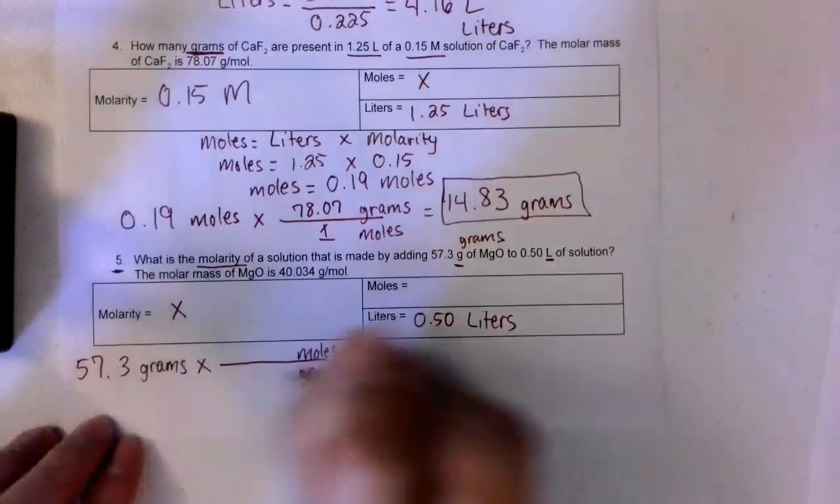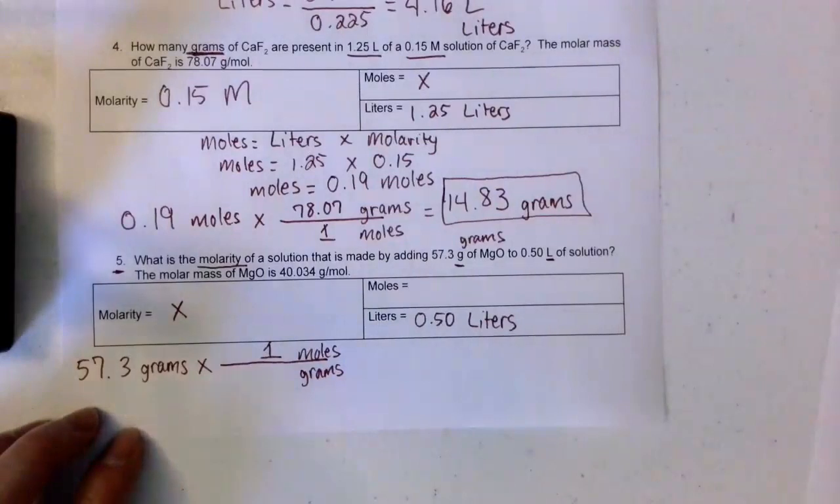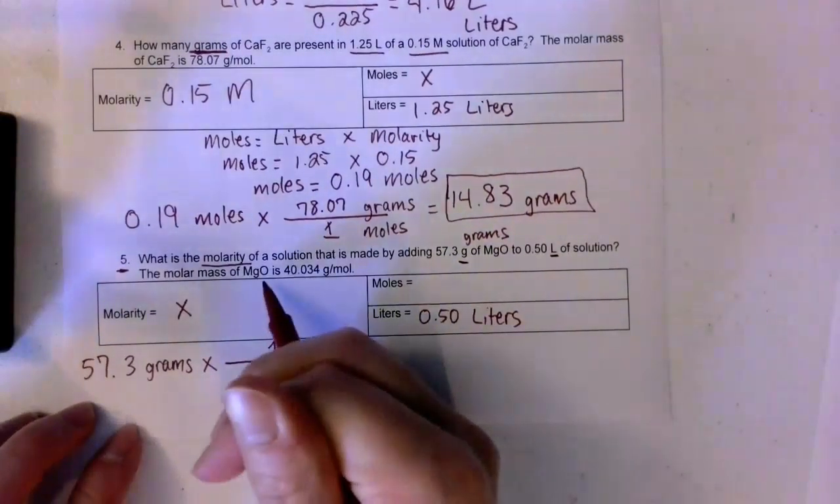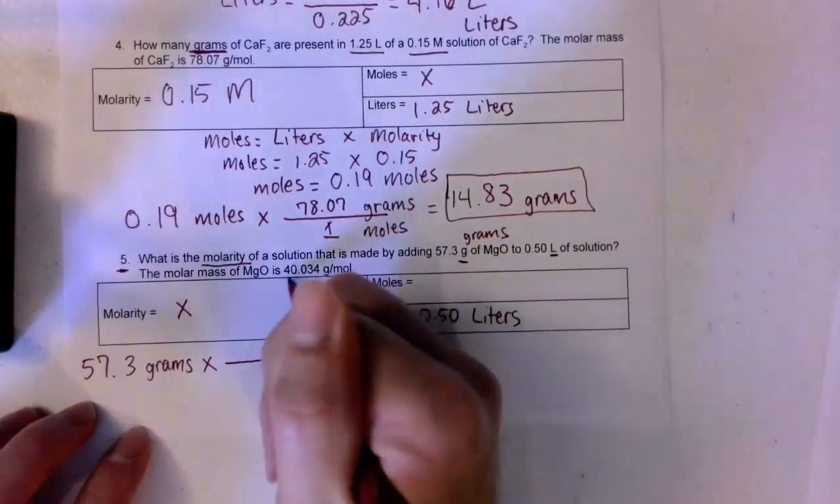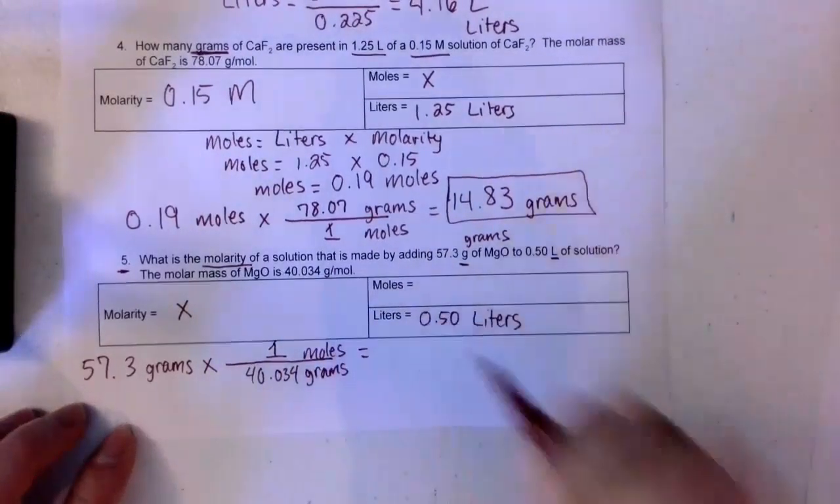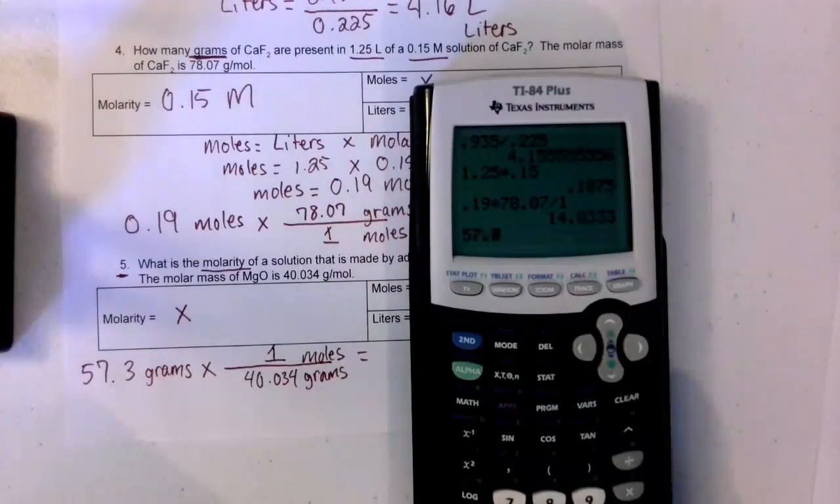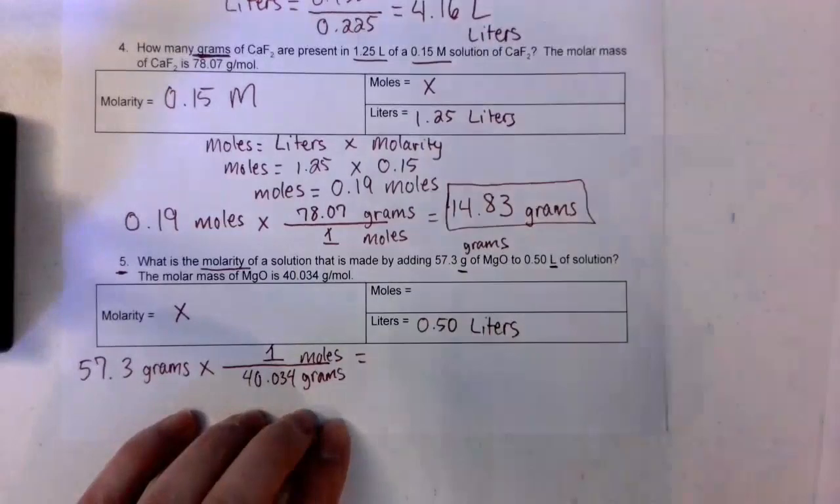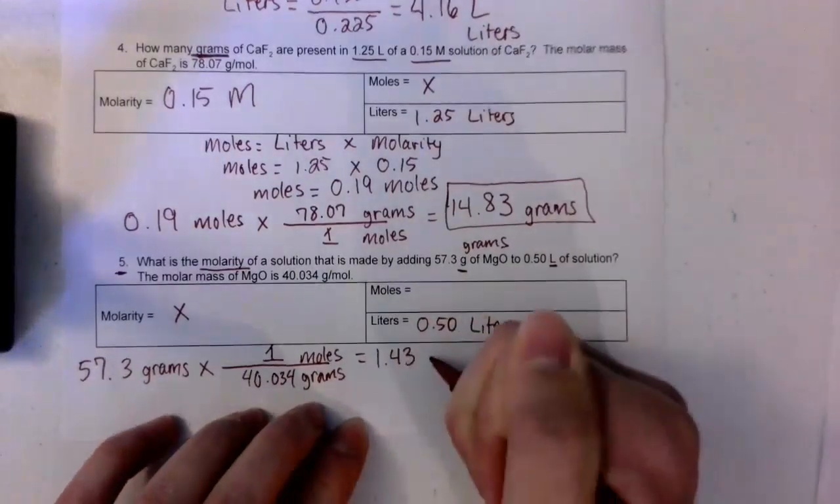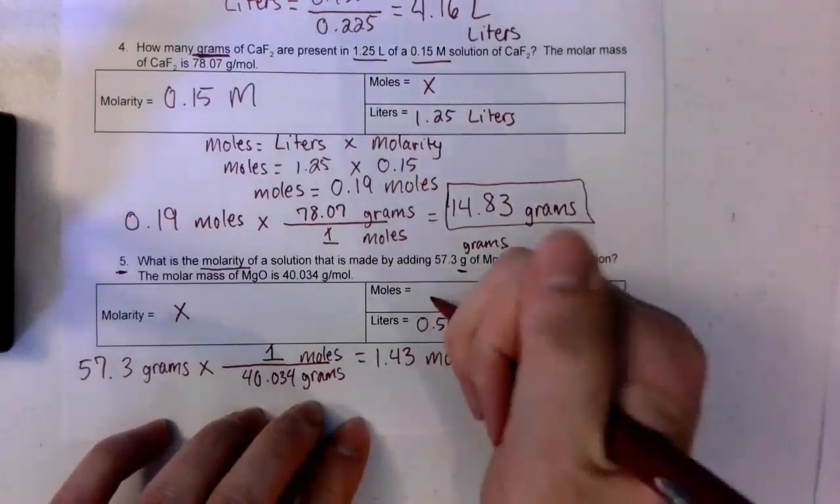Okay, so 57.3 grams. A 1 is going to go with the moles because 1 always goes with moles. And then we're going to need the molar mass for this MgO. And the molar mass for the MgO is right here. Someone was nice enough to give it to us. It's 40.034. Alright, so now in my calculator, I'm going to do 57.3 times 1 divided by 40.034. Alright, and I got 1.431, and I'm going to round that and do 1.43 moles. Alright, so then this number, the 1.43 moles, can now go here.